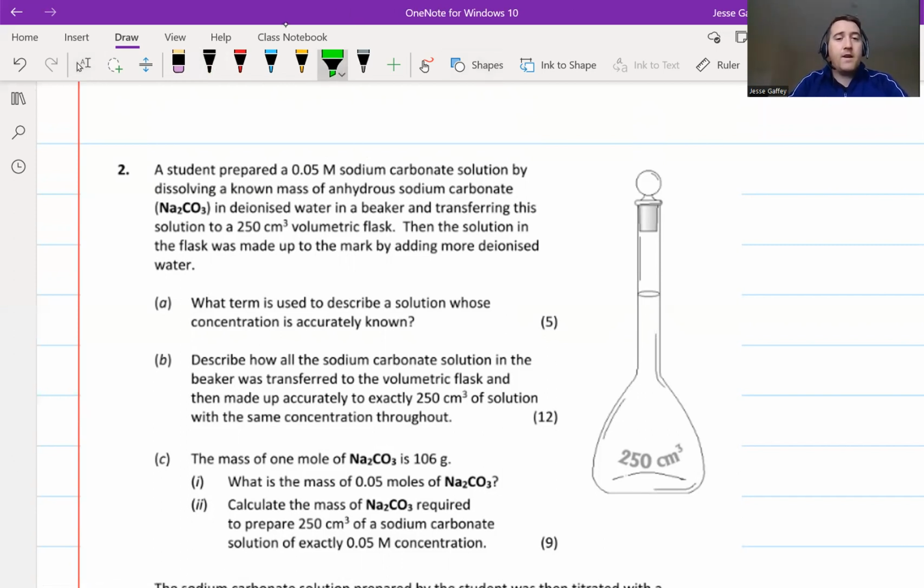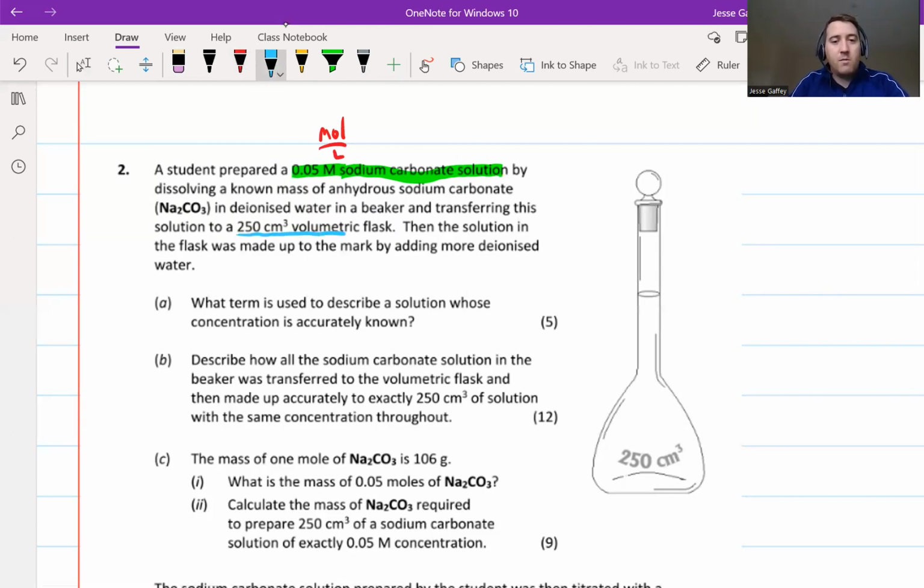It said a student prepared a 0.05 molar solution of sodium carbonate. All right, good. So straight away we have a concentration. Molar means moles per liter. And we have the moles per liter of sodium carbonate by dissolving a known mass of anhydrous sodium carbonate, which is Na2CO3, in deionized water in a beaker and transferring the solution to a 250 cubic centimeter volumetric flask.